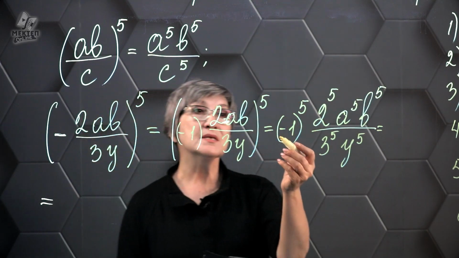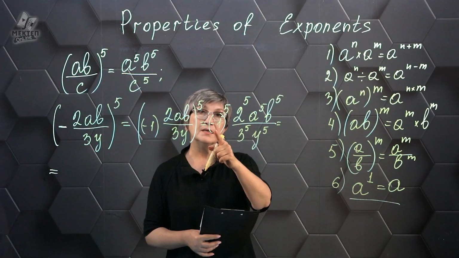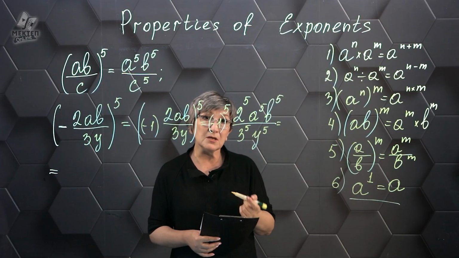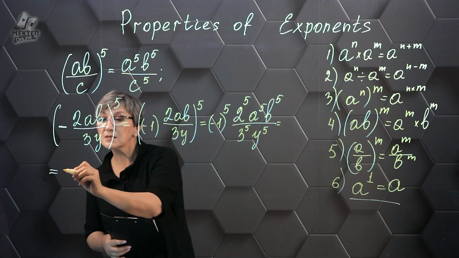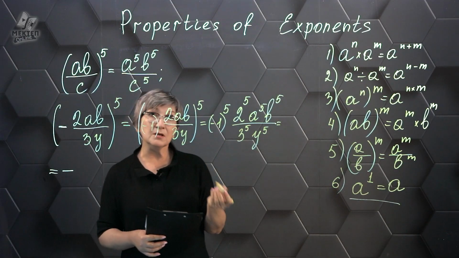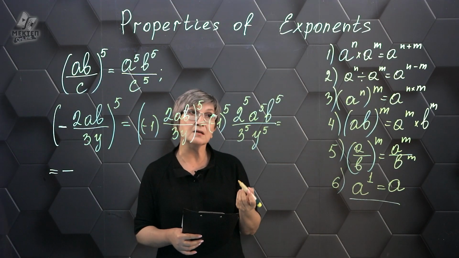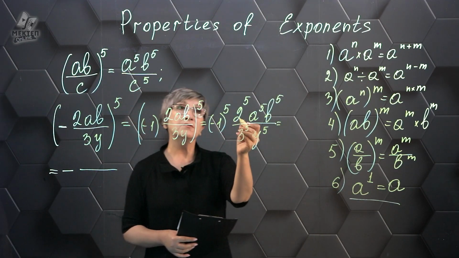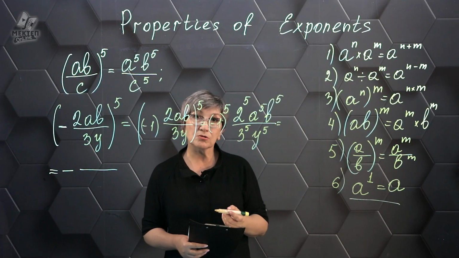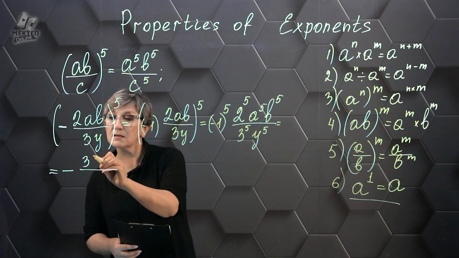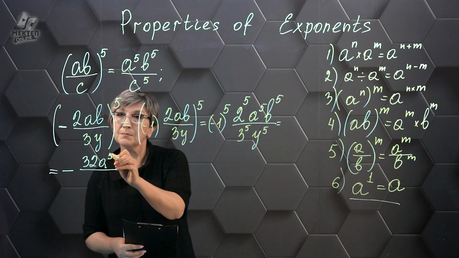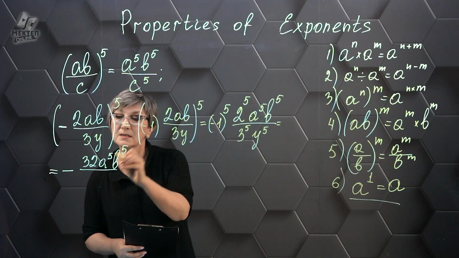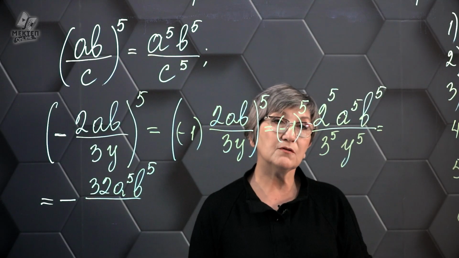And now, let's write down the answer. Minus 1 to the power of 5 is minus 1. So I'm going to write down the minus sign, but I'm not going to write the 1. 2 to the 5th power is the number 32. 32, a to the power of 5, b to the power of 5. The denominator is 3 to the 5th power.